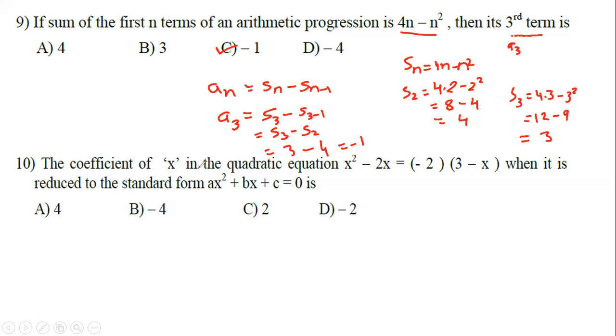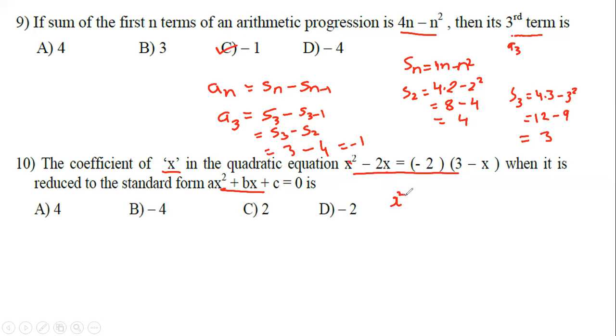Next, the coefficient of x. You need to find out the coefficient of x in the quadratic equation x square minus 2x is equal to minus 2 into 3 minus x, when it is reduced to the standard form, ax square plus bx plus c is equal to 0. First, you need to reduce this equation to the standard form. Standard form is this one. And find out the coefficient of x.